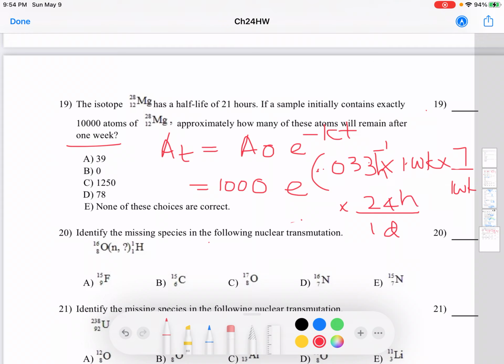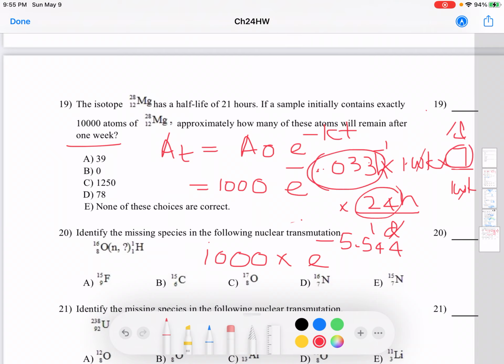So this is 7 days. Days cancel with days, week cancels with week. 0.033 times 7 times 24 will give you the exponent value, and it should be negative. So 1000 times the exponent. 0.033 times 7 times 24 would be 5.544. Do this calculation, this number times 7 times 24, and see if you are also getting 5.544.